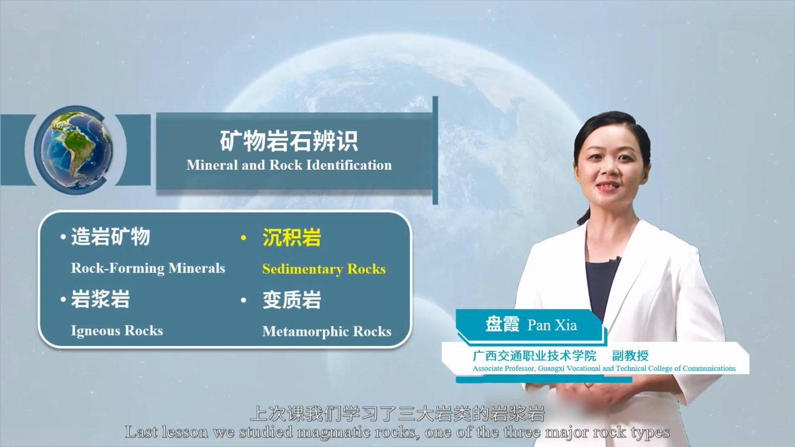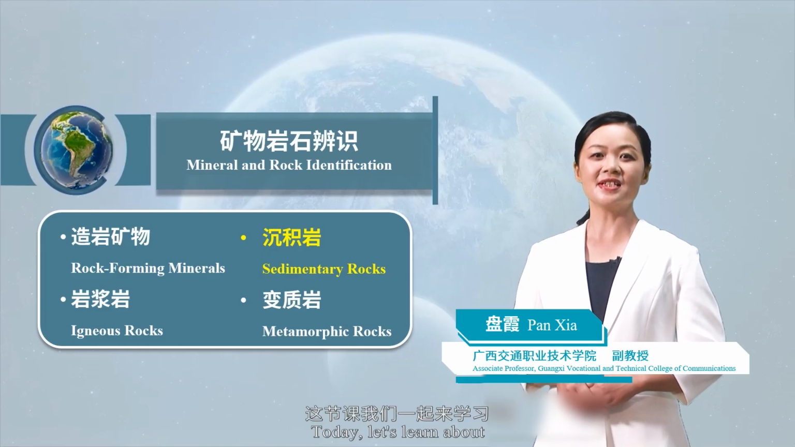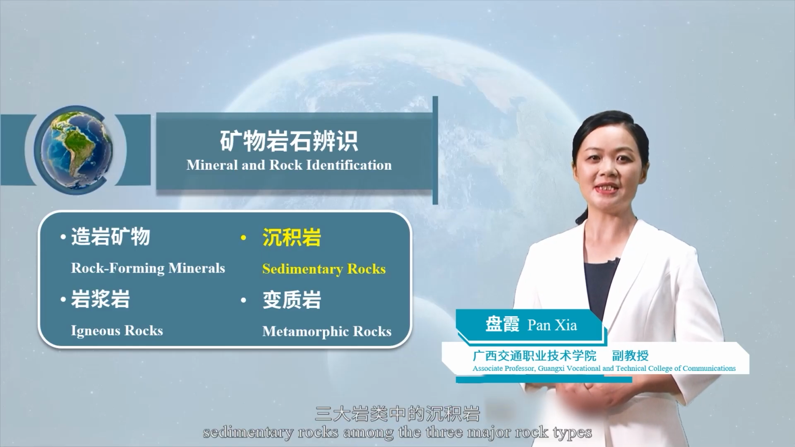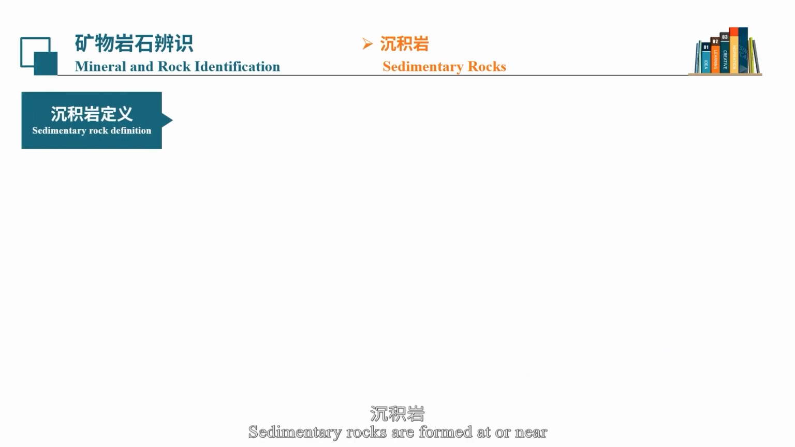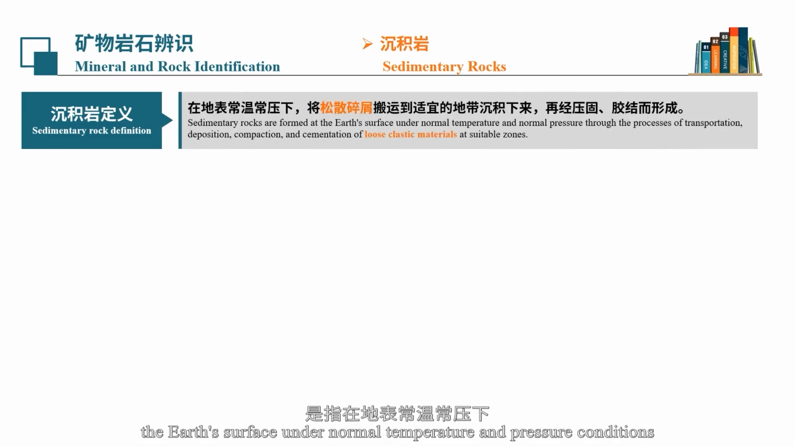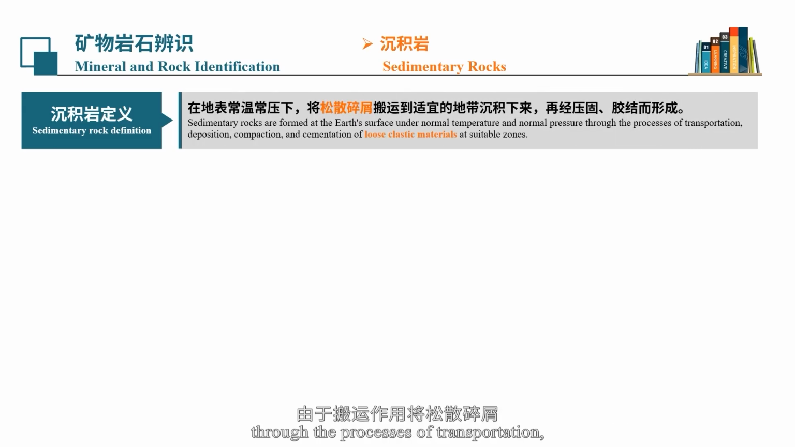Last lesson, we studied magmatic rocks, one of the three major rock types. Today, let's learn about sedimentary rocks among the three major rock types. Sedimentary rocks are formed at or near the Earth's surface under normal temperature and pressure conditions through the processes of transportation, deposition, compaction, and cementation of loose clastic materials.